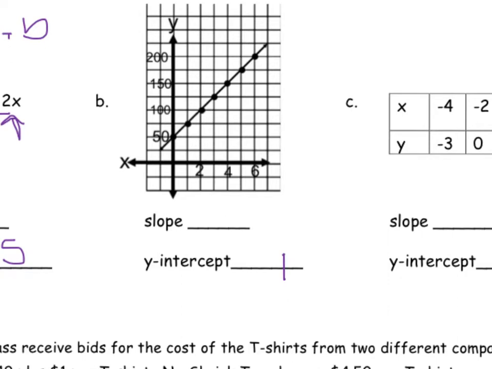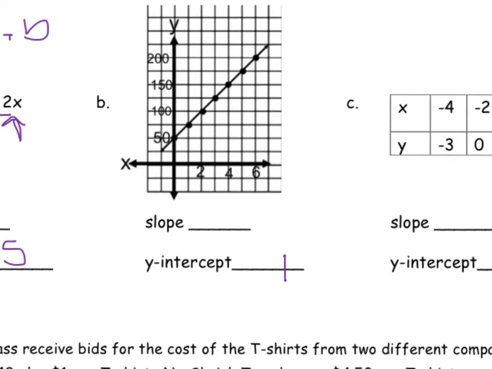All right, for b, the slope, remember, is the rise over the run. So I'm going to start at this point and go up and over. You could have drawn a different one, but here I can see I'm going from 50 to 100, which is 50, and I'm going over 2. So my slope is 50 over 2, which is 25. The y-intercept is where it crosses that y-axis. So here's my y-axis. It crosses right here at 50.